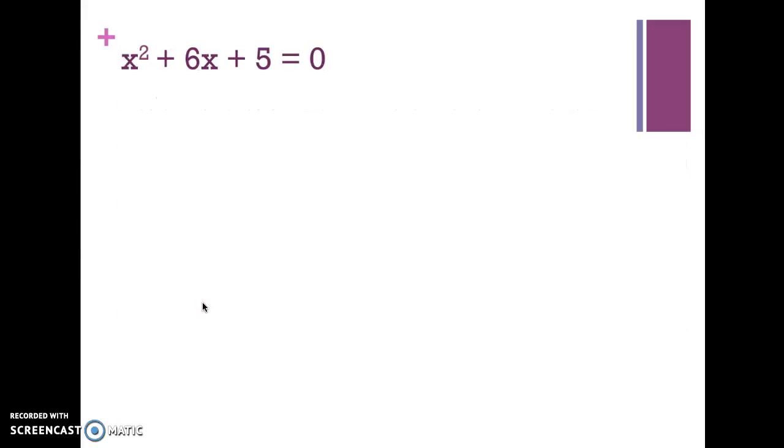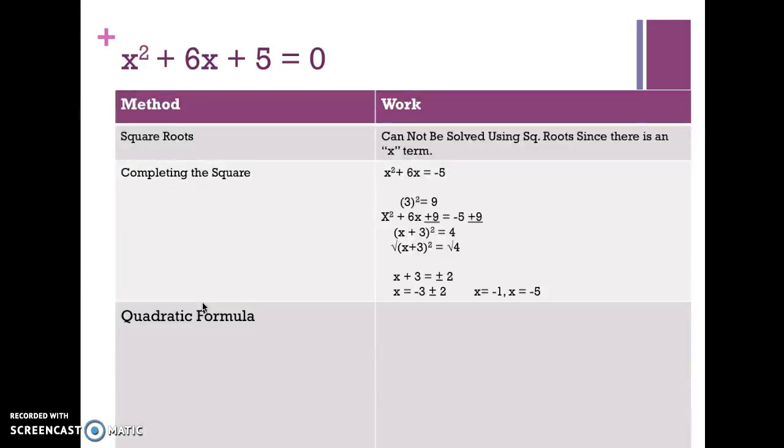Now we're going to look at three other methods. Next, we're going to look at square roots. With square roots, it won't work because it can't be solved using the square root method since there's an x term. What we mean by x term is that b value. We have a b value, so we can't do it by the square root method.